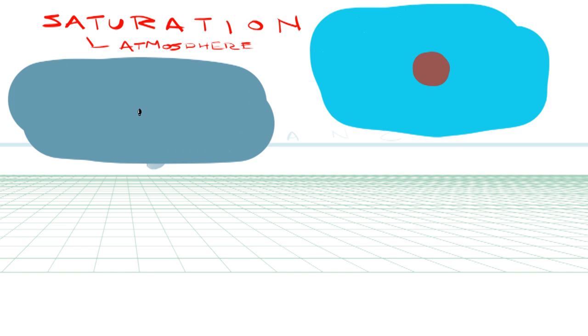So this is our background, and let's take the same value, and this could be our foreground object. So this circle should feel like it's a lot closer to camera than this one over here.